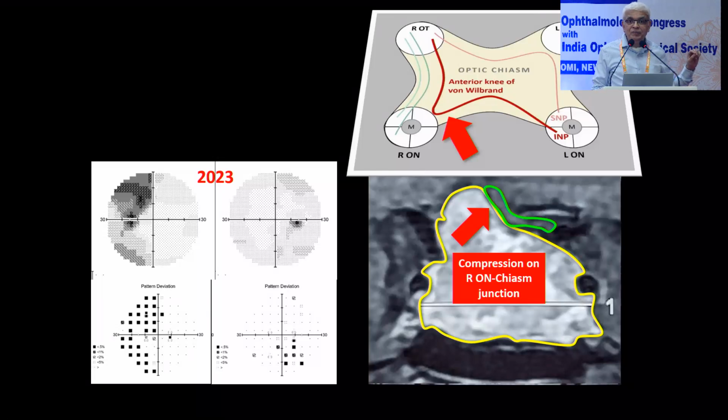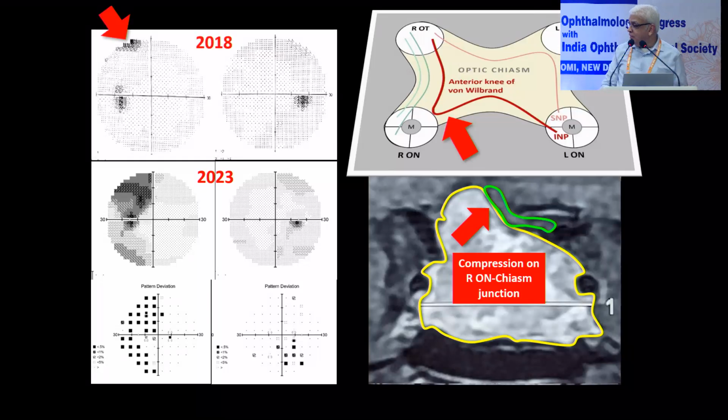Now I'm asking you, as I told in my history, go back and look at that field in 2018. And you can see that there. It's just starting to develop. So we could theoretically have picked it up in 2018, but we must have thought this is some artifactual thing. Probably if he had come 6 months later, a year later, that field defect would have grown and we'd have done the scan earlier rather than 5 years later.